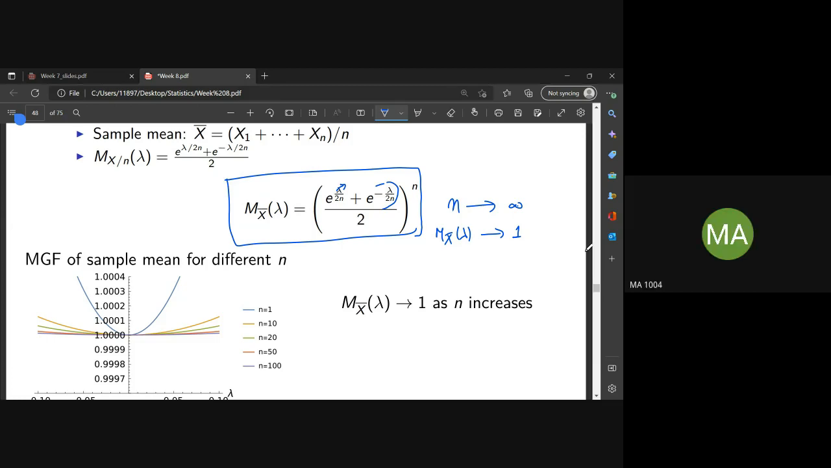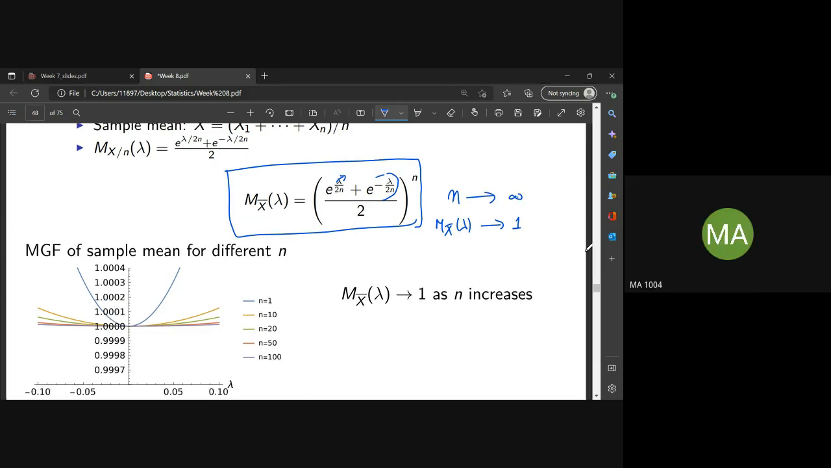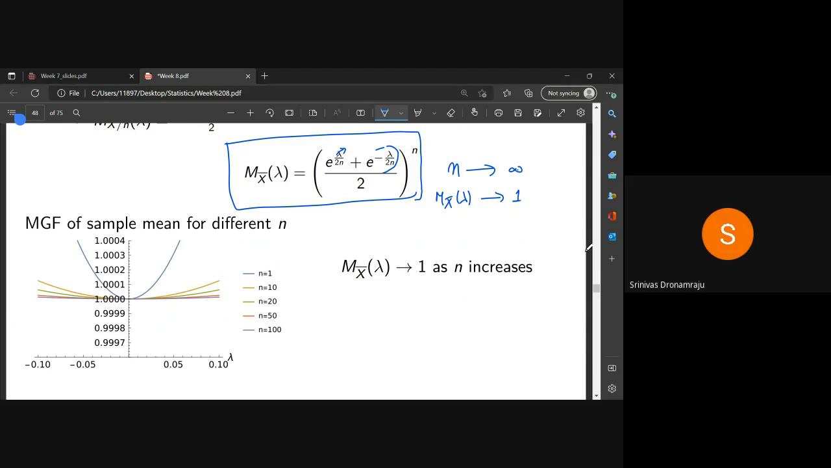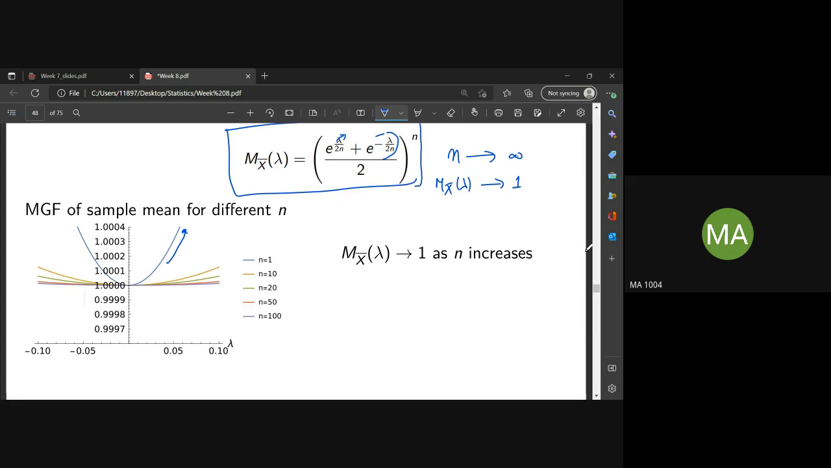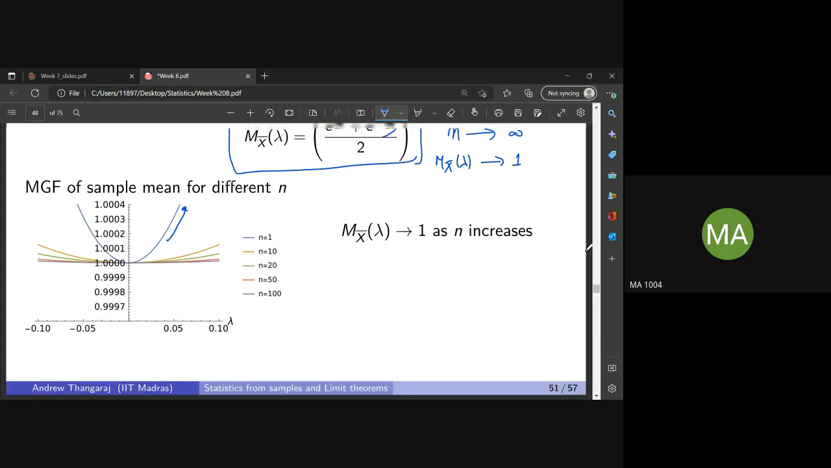Okay. What has been done here is like the graph you see here. Different values of n we take. For n equal to 1, you have this parabola over here. And as the value of n increases, this converges to 1. So you can see that all these MGFs are converging to 1.